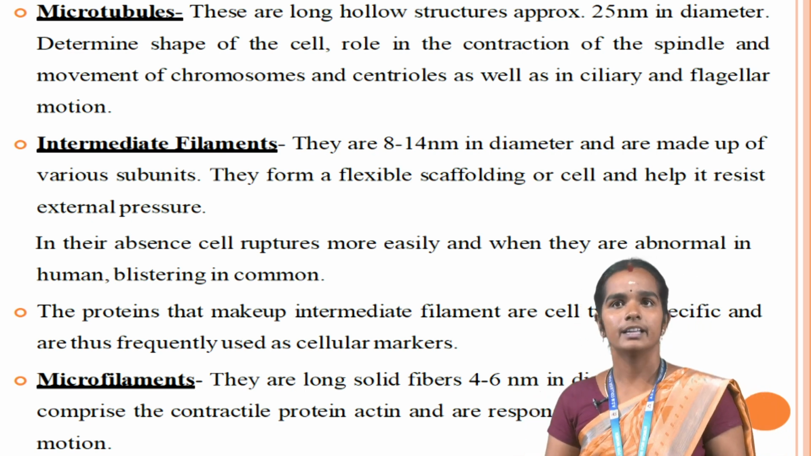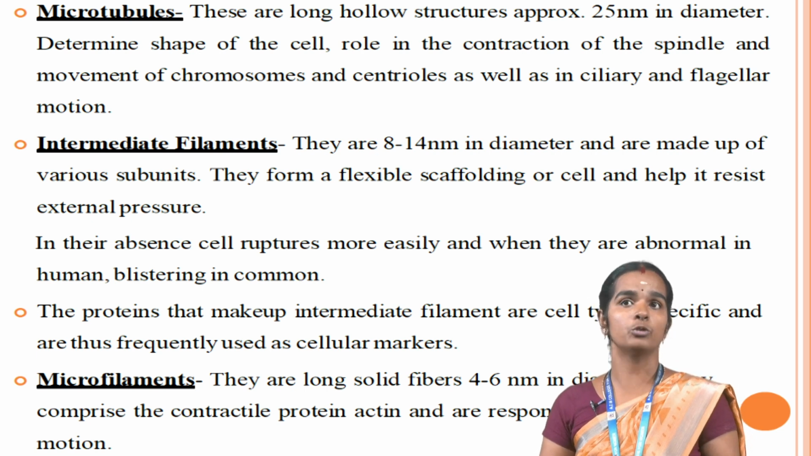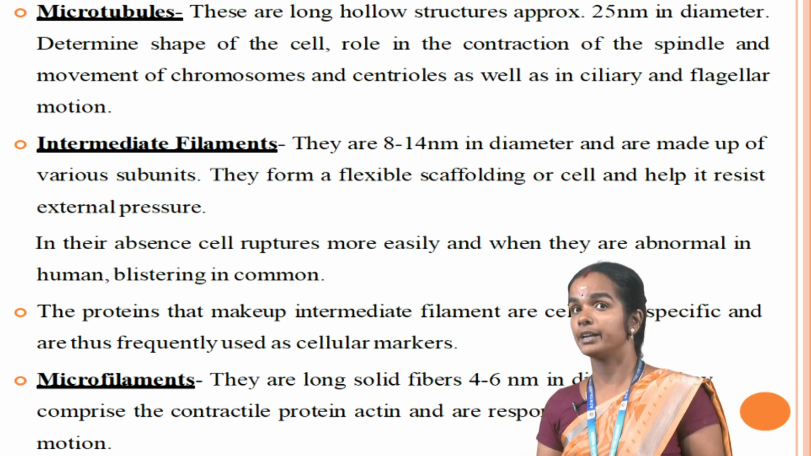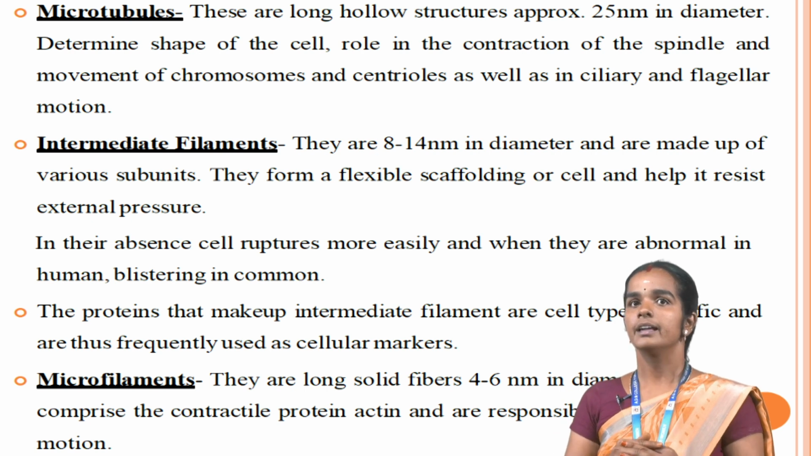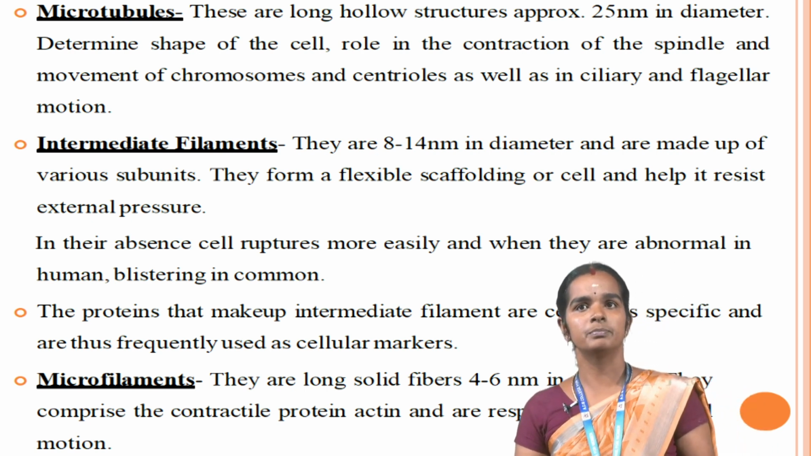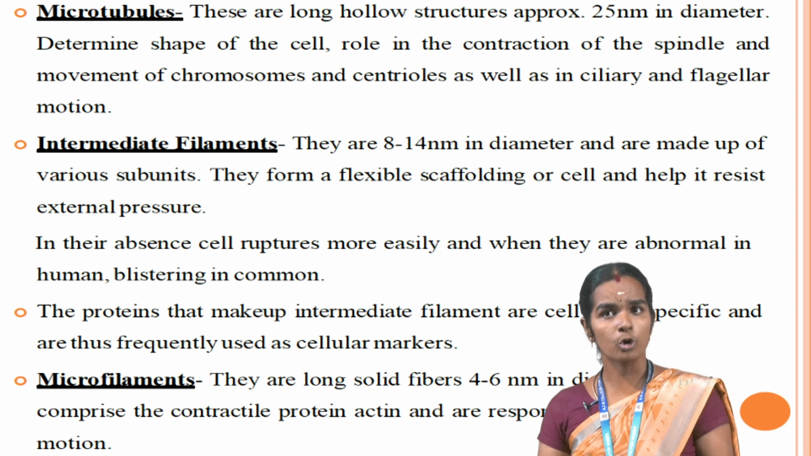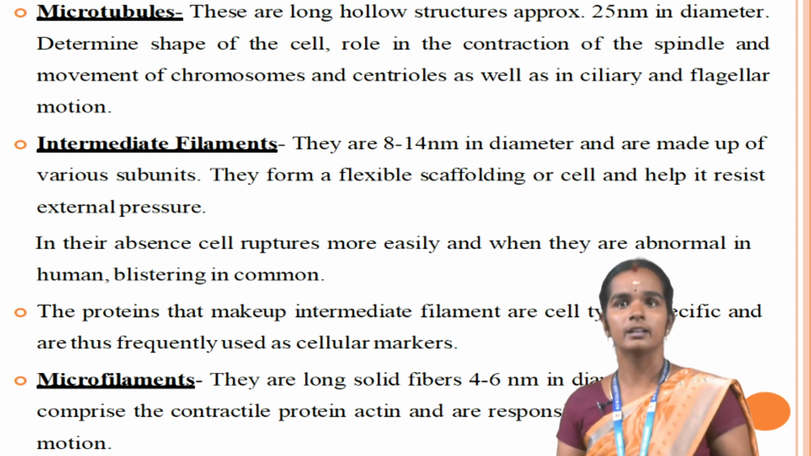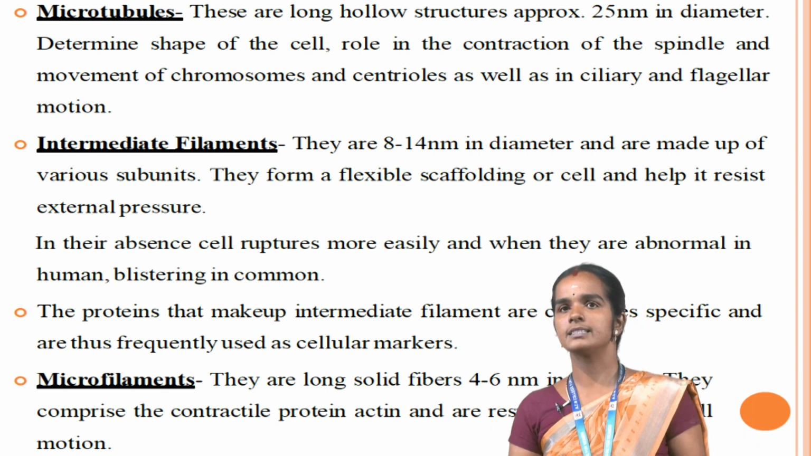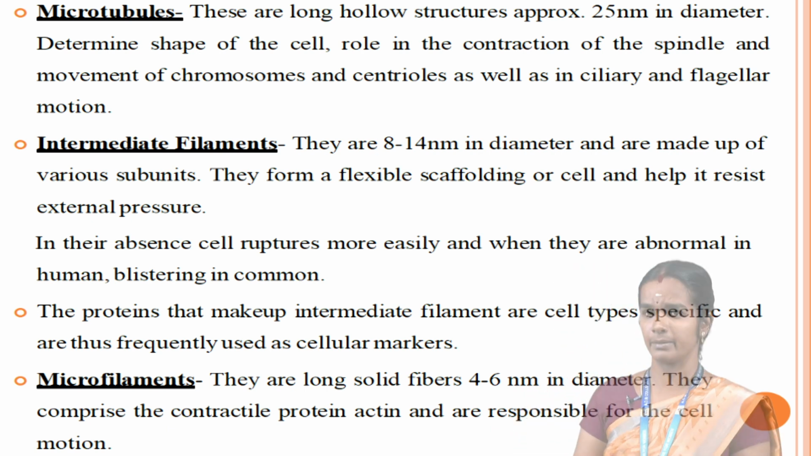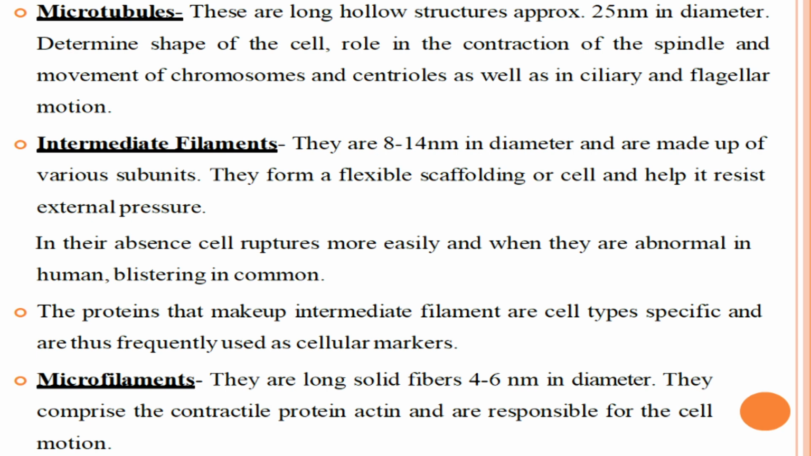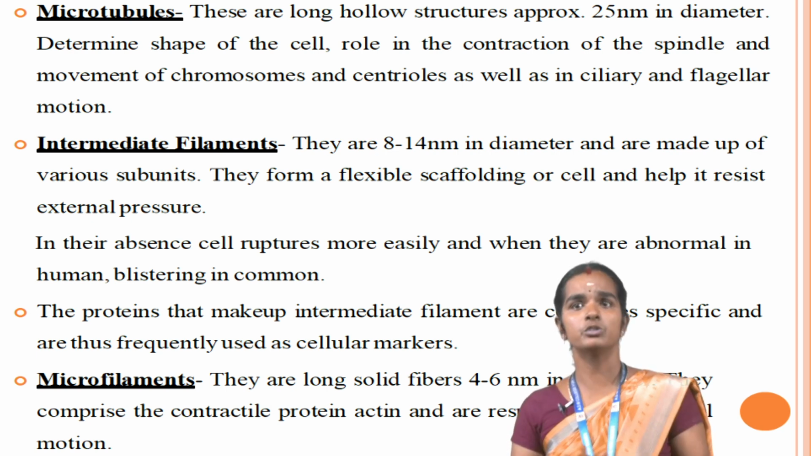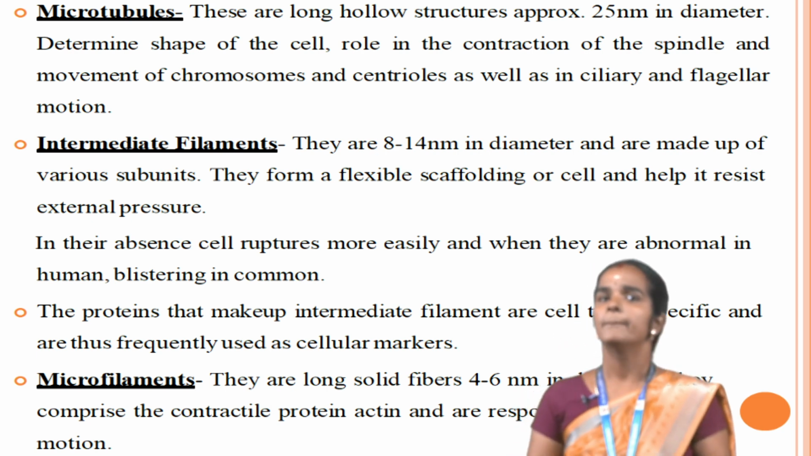Intermediate filaments. These are 8 to 14 nanometers in diameter and are made up of various subunits. In their absence, cells rupture more easily, and they are abnormal in human disease. The proteins that make up intermediate filaments are cell type specific and are frequently used as cellular markers.